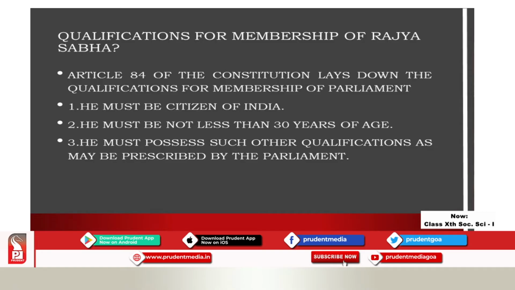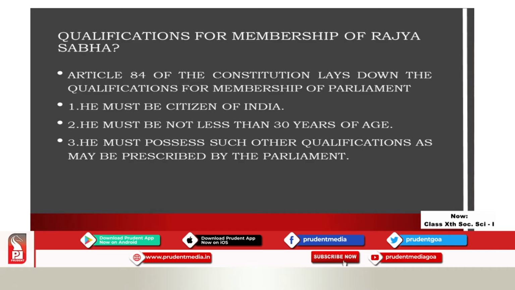Now, what are the qualifications to be a member of Rajya Sabha? Article 84 of the Constitution lays down certain qualifications to be a member of Parliament. As a whole, a person who wants to be a member of Parliament should fulfill these qualifications. The first and foremost qualification is that the person must be a citizen of India. No alien can contest election for any post of a representative of the people. So he must be a citizen of India. That is the first and foremost condition.